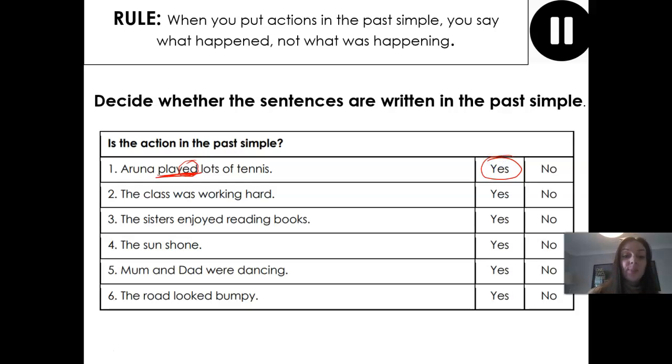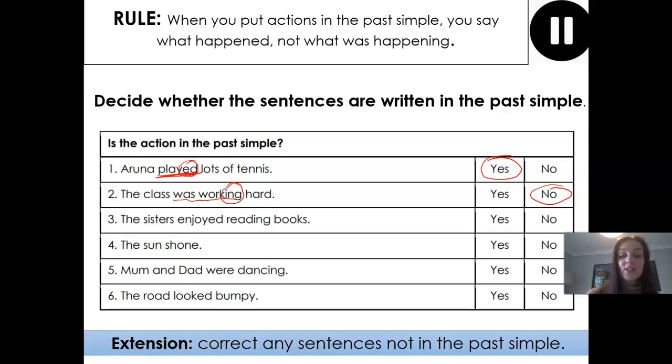Let's look at number 2 together. Now, is this the past simple? The class was working hard. Now, if I look at the verbs was and working, the ing here doesn't tell me it's in the past. In fact, it suggests it's in the present. So it can't be the past simple. So I have to say no for this one. And if I want to, as part of my extension task, fix the sentences so they are in the past simple, I can rewrite it. So the class was working becomes the class worked. So I can write the word worked.